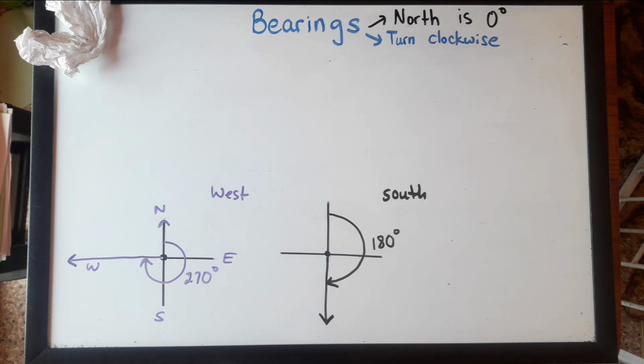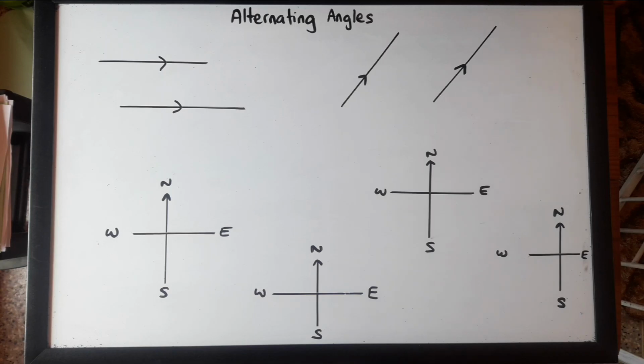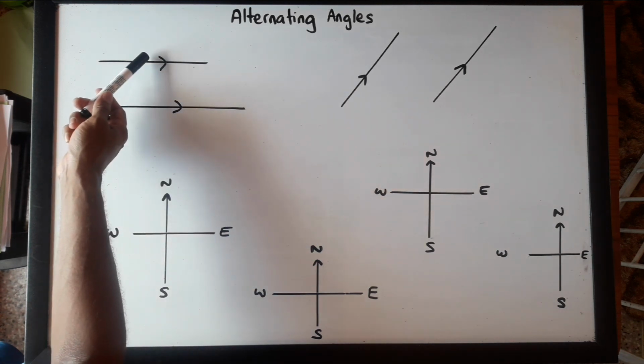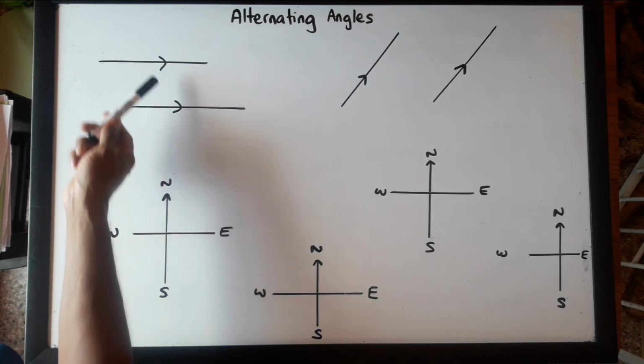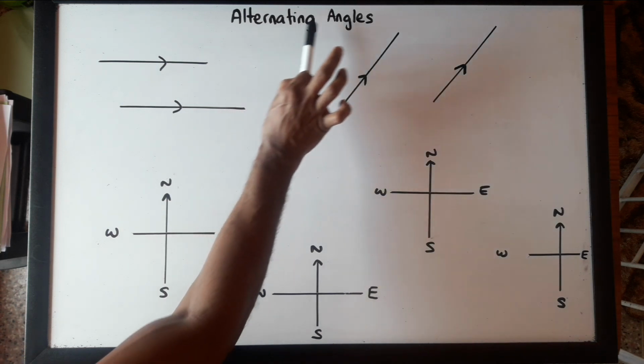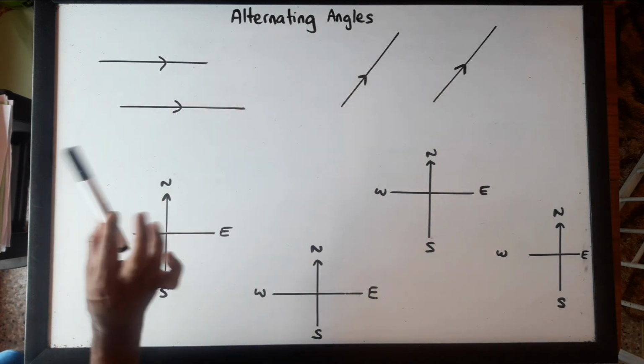All right, let's go through some other basic theory before we move on to bearings. All right, so let's get to something called alternating angles. Alternating angles is a topic that comes a lot in Form 2 and Form 3, and it's really helpful in bearings. So here I have two parallel lines, and you know it's parallel because the two arrows indicate that they are parallel. Now, for alternating angles to work, the lines must be parallel.